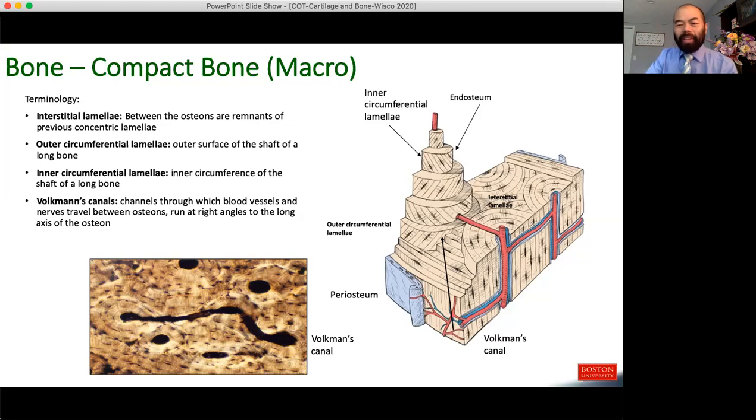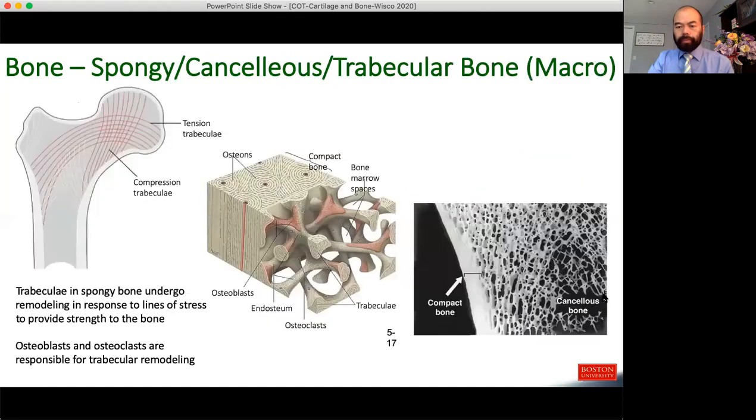So the canals, remember, the vertical or long axis canals are called Haversian canals, and the cross-sectional or horizontal canals are called Volkmann's canals. Here in this image, you can see an osteon with its central canal in cross-section and a Volkmann's canal, which is connecting, in this case, 3 osteons. And remember, in those canals travel our neurovascular bundles. Okay, so that was compact bone.